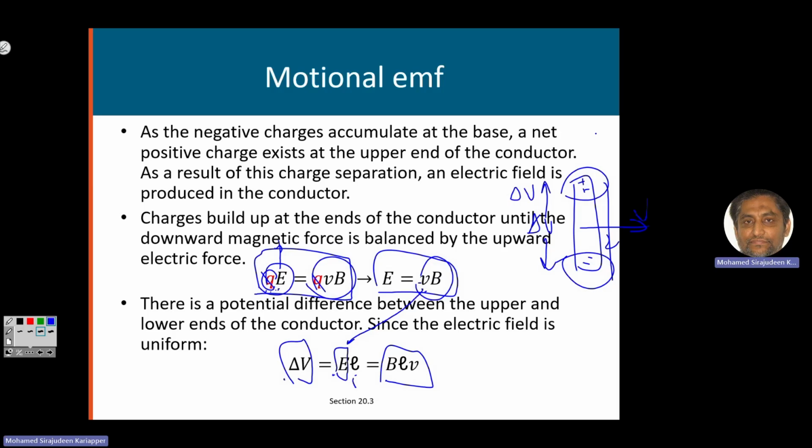Let me repeat what I said. The final end result: when you have a conducting rod and you move it perpendicular to a magnetic field with the velocity v, you will end up with charge separation. That means there is a potential difference between the top end and the bottom end, and that potential difference is given by this expression, where B is the magnetic field, which is perpendicular to the velocity, and L is the length of the conductor.